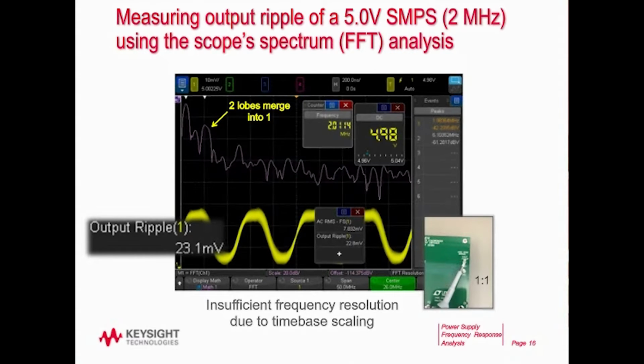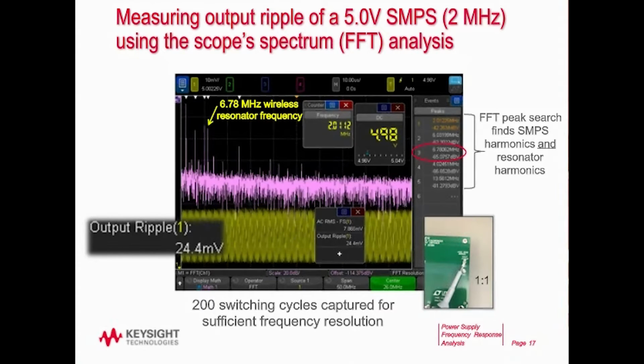I can improve my frequency resolution simply by rescaling my time base. So right now I'm looking at about 3 cycles across screen. Here I've changed the time base to put 200 cycles across screen, using the scope's deep memory. And now I have very good frequency resolution. I can clearly see the fundamental and all the harmonics, but I can also see what I might call an oddball frequency. It's right up there, close to the third harmonic, which is right around 6 megahertz. There's another one sitting there at 6.78 megahertz.